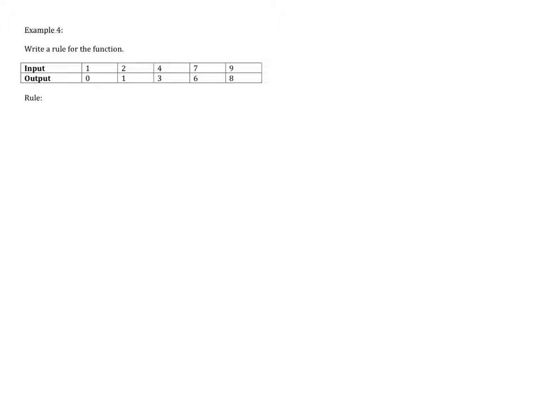Our next problem, example 4, wants us to write a rule for the function. So you can see here our table is given to us. Our inputs are 1, 2, 4, 7, and 9, and our outputs are 0, 1, 3, 6, and 8. So it's like we put our inputs into some kind of function, and we got these as outputs. So if I look at my input of 1, when I put 1 into our function, I got 0. When I put 2 into our function, I got 1. When I put 4 into the function, I got 3. 7 into the function, I got 6. And when I put 9 into the function, I got 8.